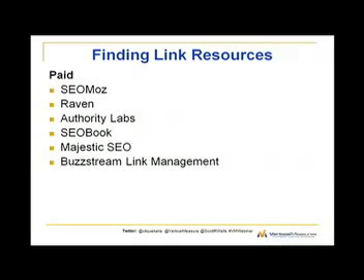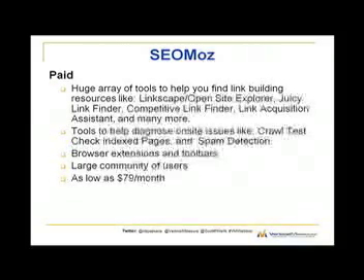All right, so finding link resources, the paid ones, these paid tools like SEO Moz, Raven, Authority Labs, SEO Book, Majestic SEO, and BuzzStream, link management are going to be the ones that we're discussing more in depth today. Like I said before, I use SEO Moz, I use Raven, and then I use Authority Labs. So those are the three that we're going to go in depth. The other ones I'll do a basic overview because I've used them somewhat, not necessarily in depth. Other ones that kind of sparked my interest and I thought were pretty interesting. So let's go over some of those.